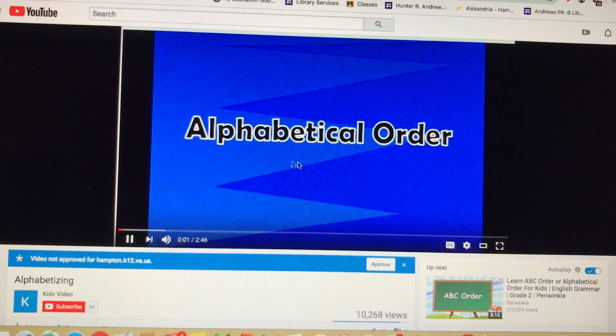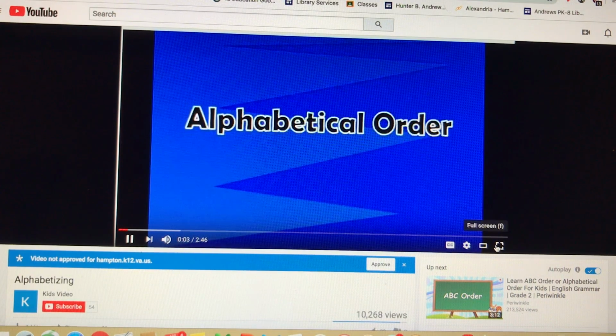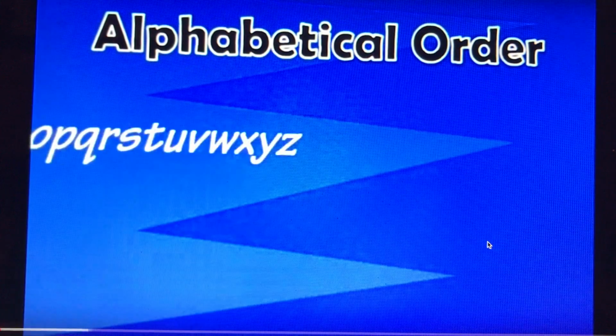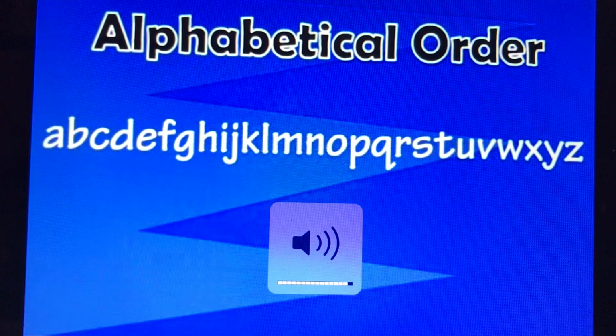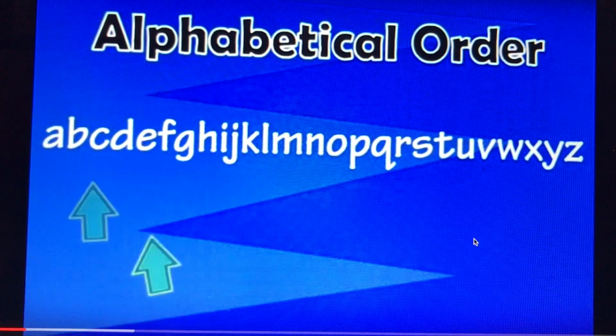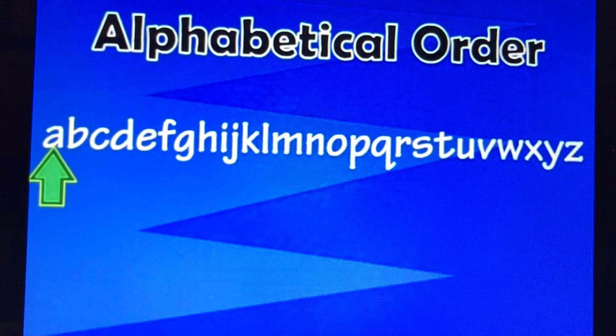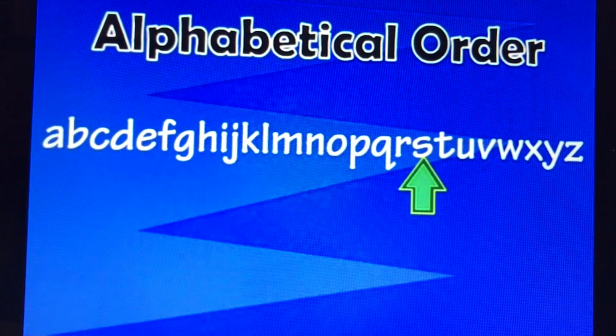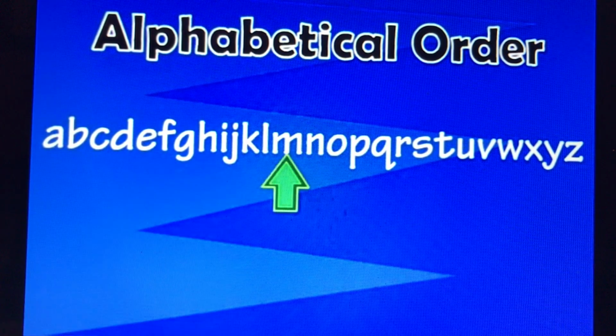Have you ever wondered why we alphabetize words? Let's think about it. Here are all 26 of the letters of the alphabet in alphabetical order. Can you find the A? Easily, right? How about a harder one, like S? Still pretty easy to find, isn't it? How about M? Yep, right where it should be, between L and N.